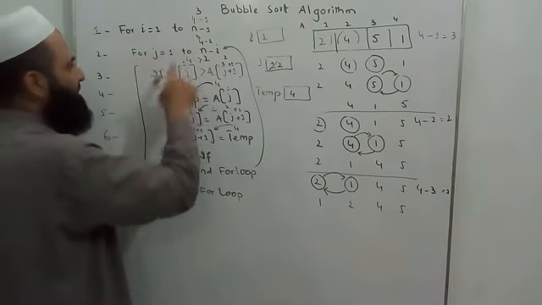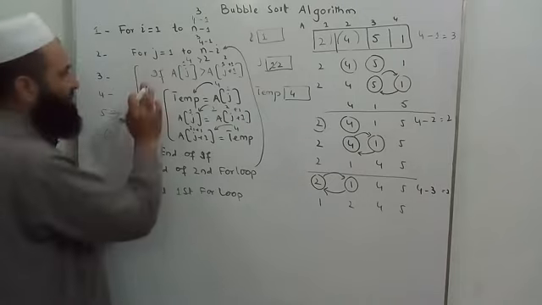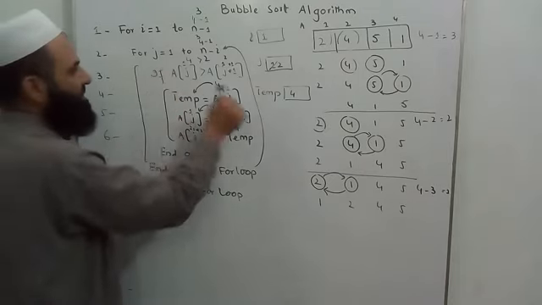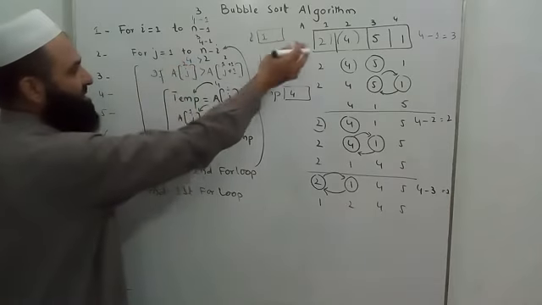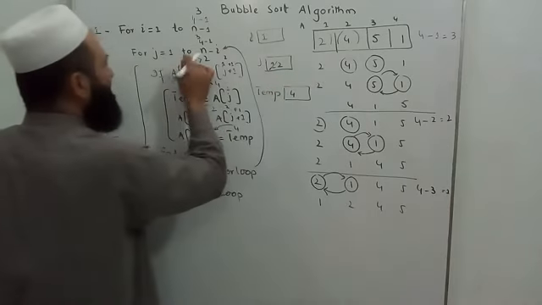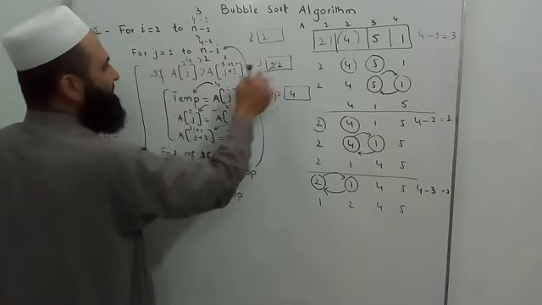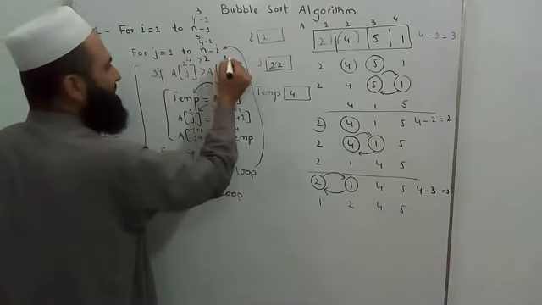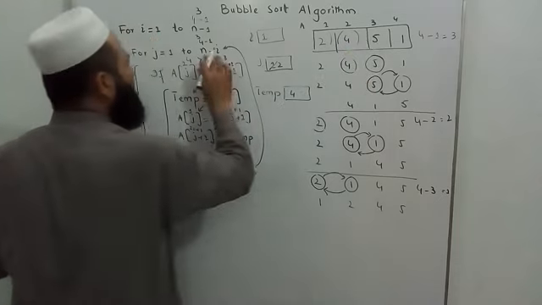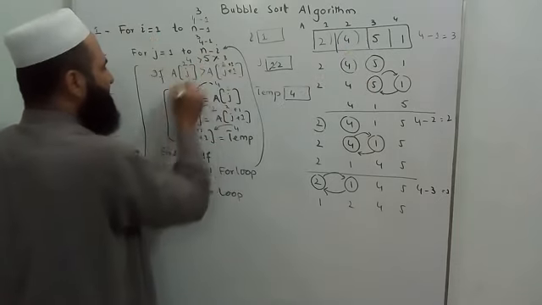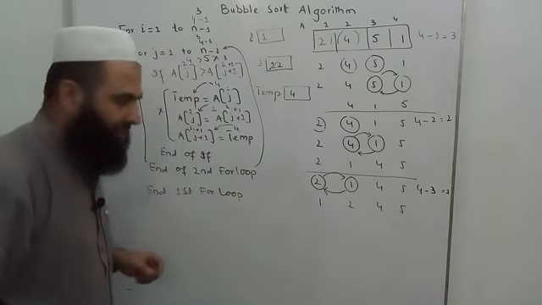The loop will be executed for 1, 2 and 3. So 2 for 2 is true, so it should be executed. Now the if statement will be executed. A of j value is 2 now. What is at a of 2? We have 4. At a of j plus 1, j value is 2, 2 plus 1 is 3. At a of 3 we have 5. So is 4 greater than 5? No, the condition is false. This if body will not be executed.